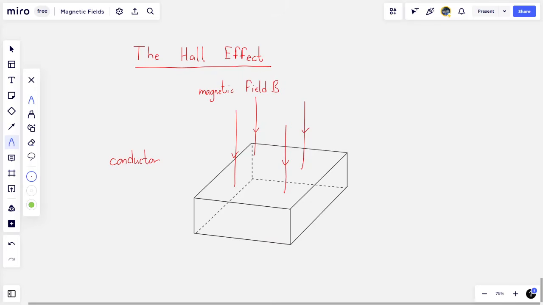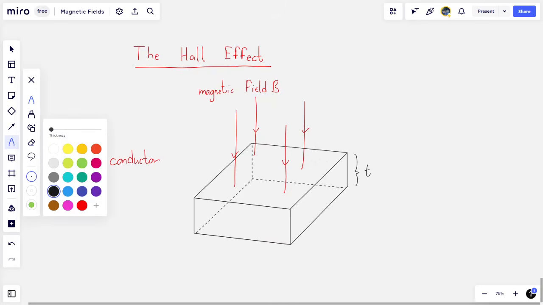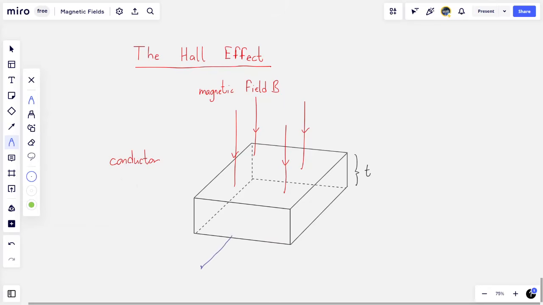And at the same time, let's also label parts of this conductor. This conductor has a thickness t, lowercase t. And what I'm going to do is pass a current through this conductor perpendicular to the face at the bottom, perpendicular to face, let's call it ABCD. Okay, again, this is a common past exam question.